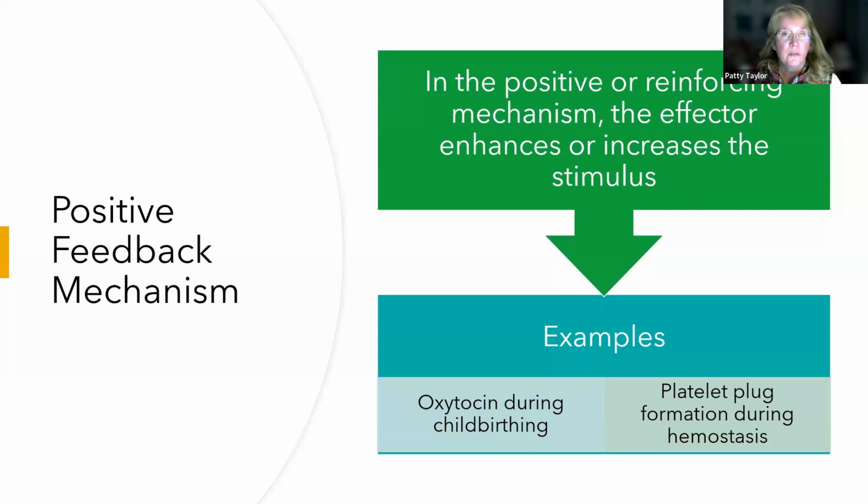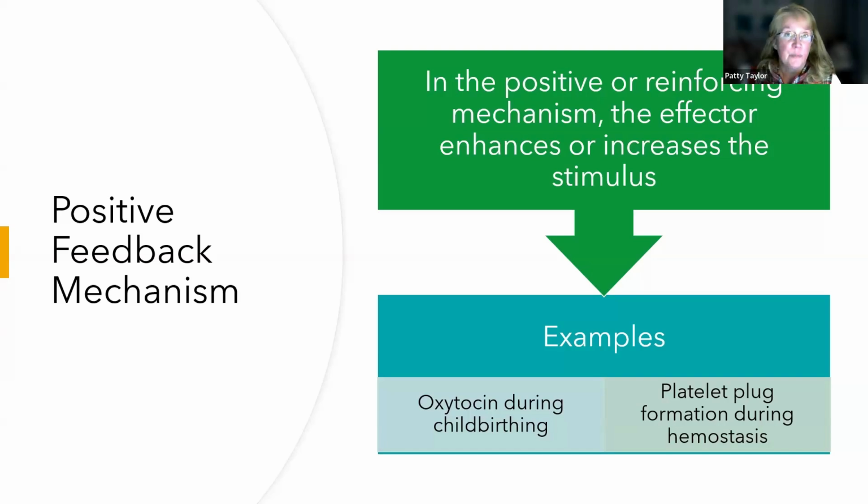Positive feedback mechanisms do not work to cancel a stimulus. Instead, they work to enhance or increase a stimulus. A few examples here could be, say, oxytocin release by the hypothalamus through the posterior pituitary to encourage uterine contractions in a female who is giving birth.